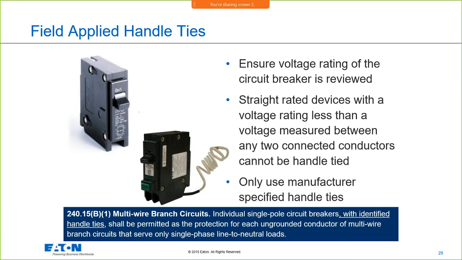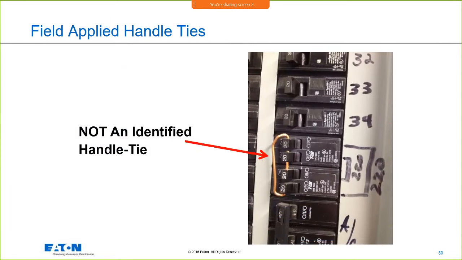And again, 240.15(B)(1) talks about multi-wire branch circuits. Individual single pole breakers with identified handle ties shall be permitted as the protection for each. And that is not an identified handle tie.